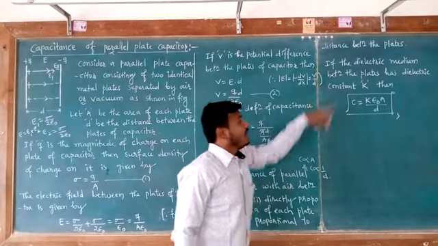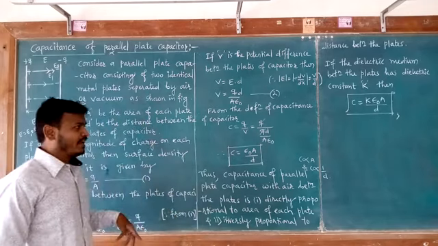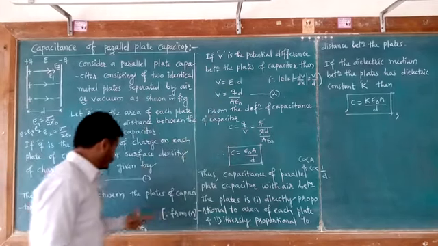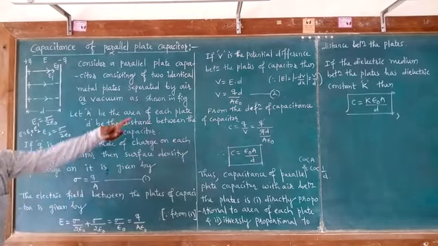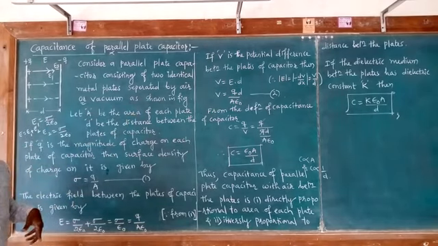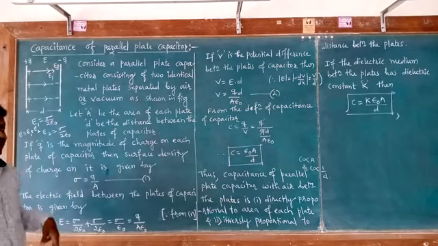We have to calculate the value of V. Therefore V is equal to Ed. In the place of E we have to substitute the earlier equation. Therefore V is equal to Qd divided by A epsilon naught. This is equation number 2.